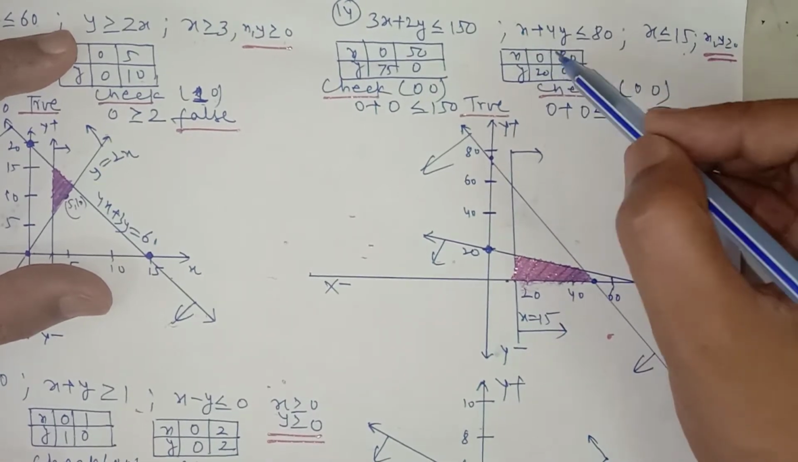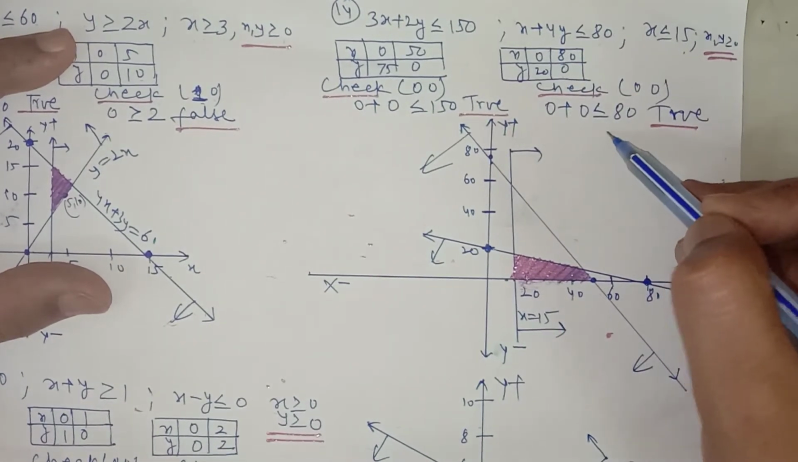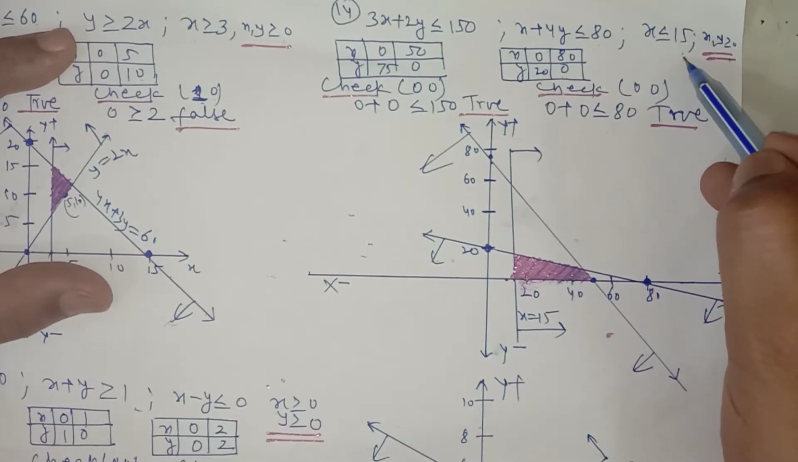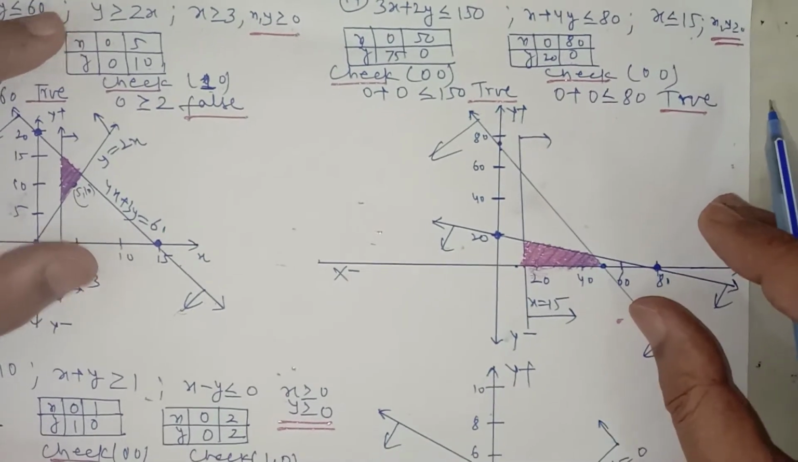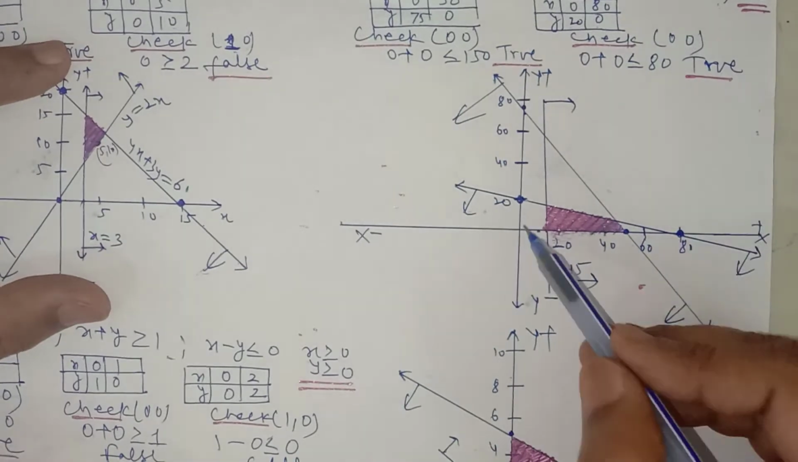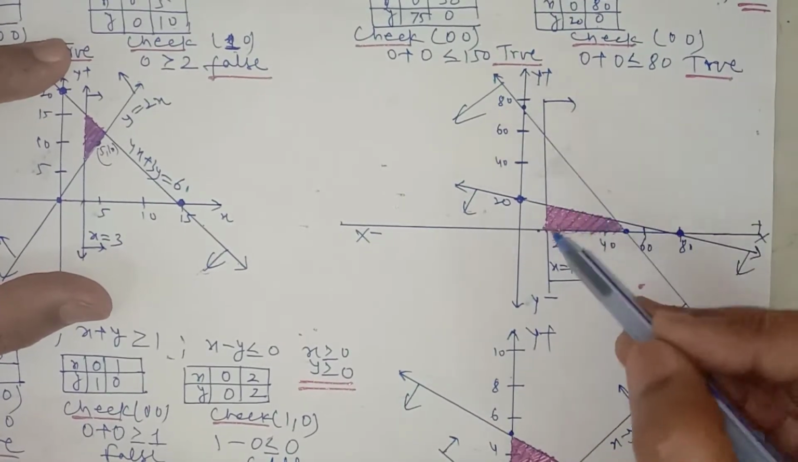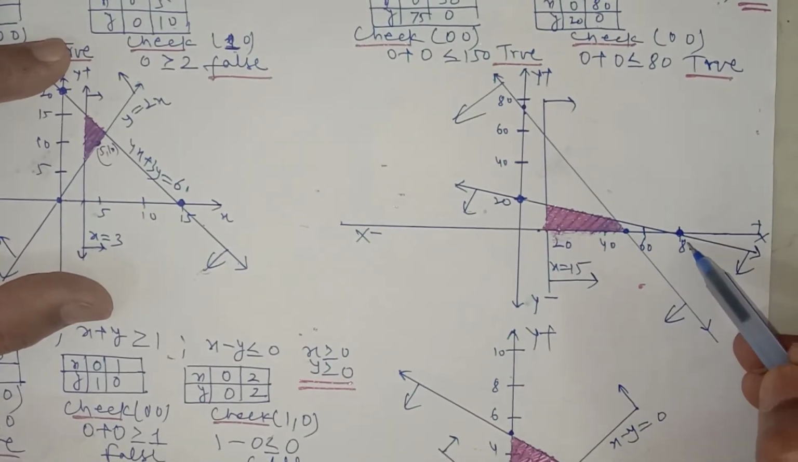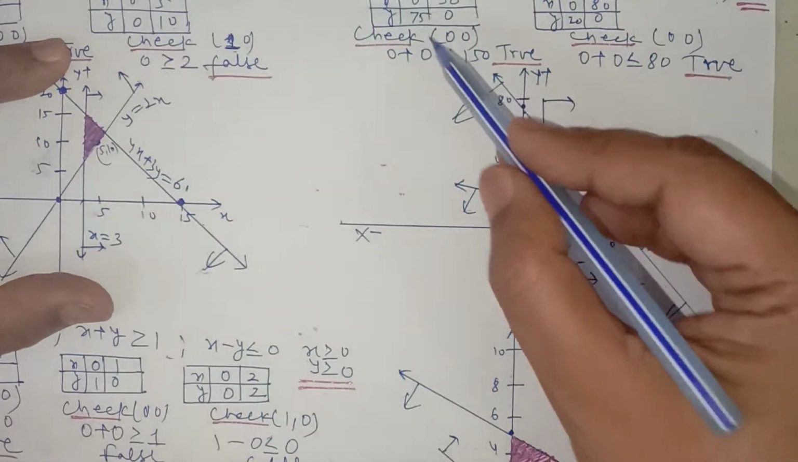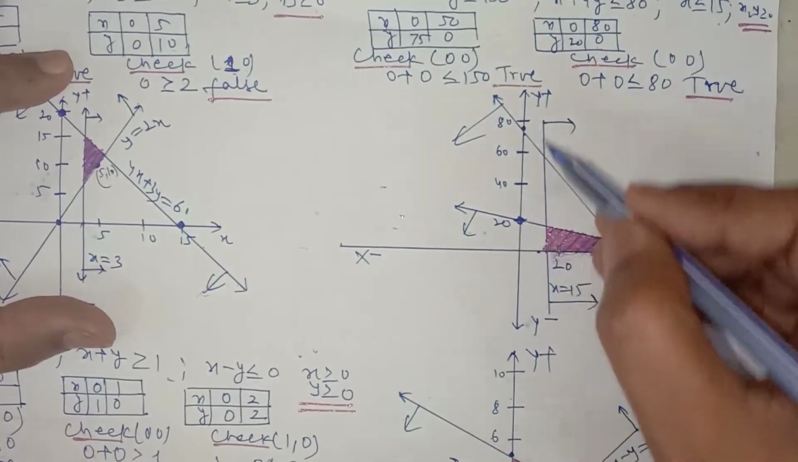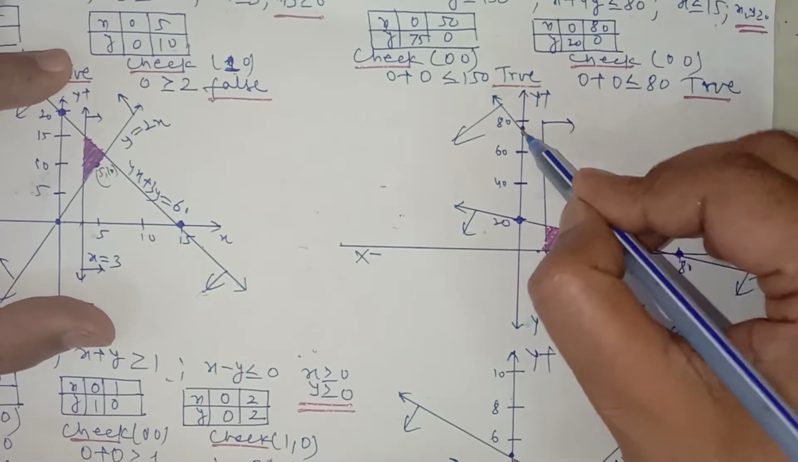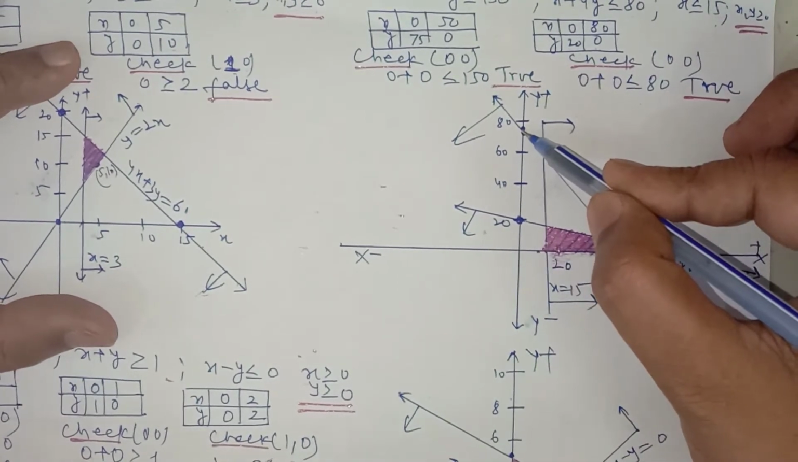As usual, 0 plus 0 less than or equal to 80, which is true, and you can draw this graph directly. Now take the proper scale on the graph paper. I have taken 1 centimeter equal to 20 units: 20, 40, 60, 80 on the x-axis and y-axis as well. So first is x = 0, y = 75, somewhere here on the graph paper. You draw the graph on the graph paper.